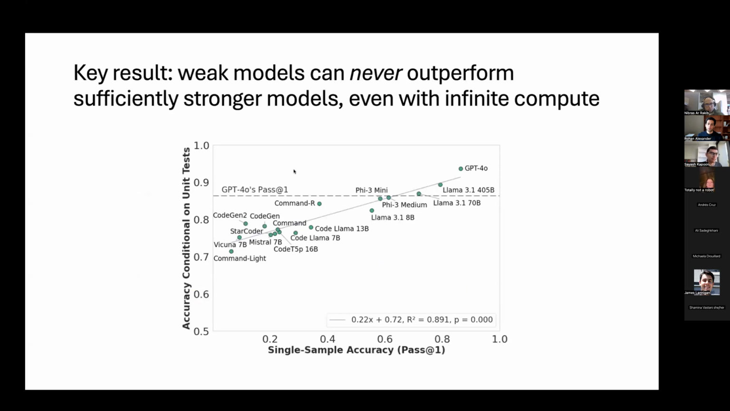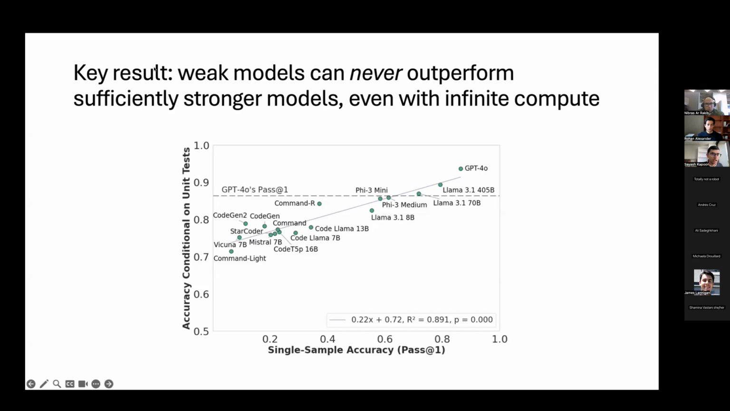So here's what happens when we plot the correct accuracy conditional on passing the unit tests, and the single sample accuracy, on the total number of unit tests in HumanEval Plus and MBPP Plus. What we find is that weaker models are far more likely to create false positives. That is, false positives basically mean solutions that pass the original unit tests, but not the expanded set of tests. And what this also means is that in the presence of this type of imperfect verifier, there is a natural ceiling to how well these models can work.